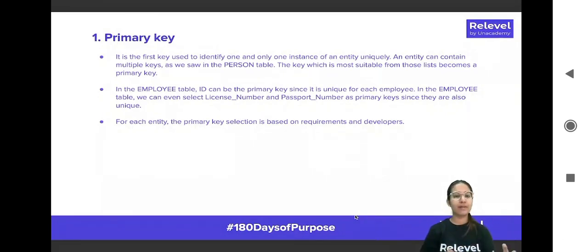In the employee table, we can also select license number and passport number as primary keys as well, since they are also unique for each and every employee. Now for each entity, the primary key selection is based on requirements and developers, right? Out of the candidates that you have present, the one that you actually choose for becoming a primary key can be based on your requirements and developers. There's no rule for that.